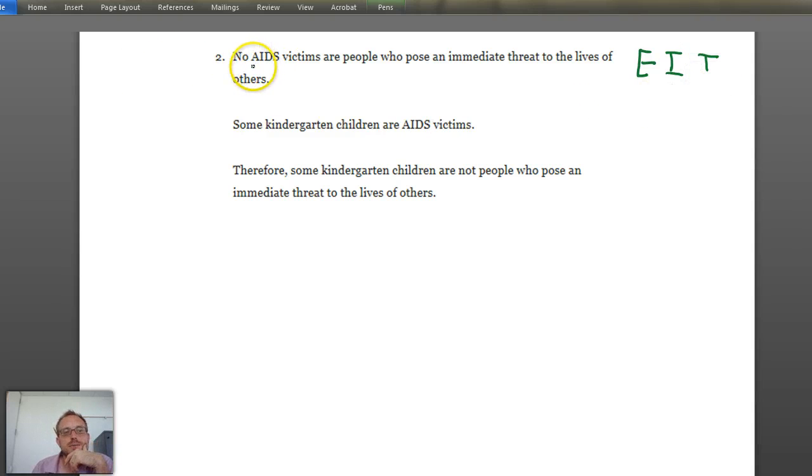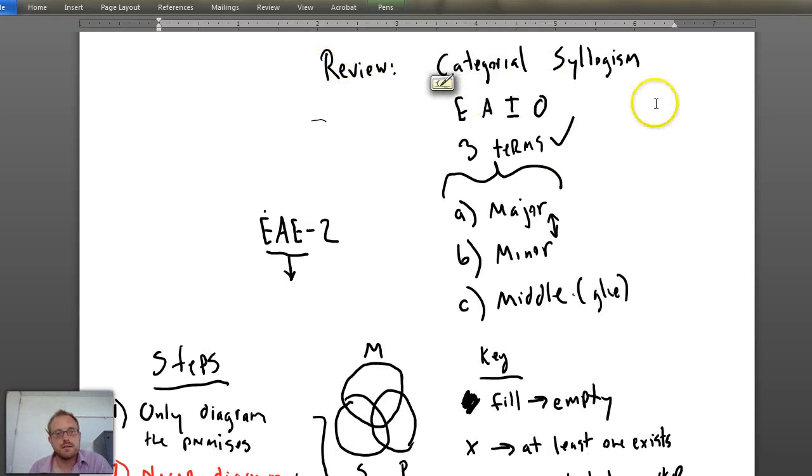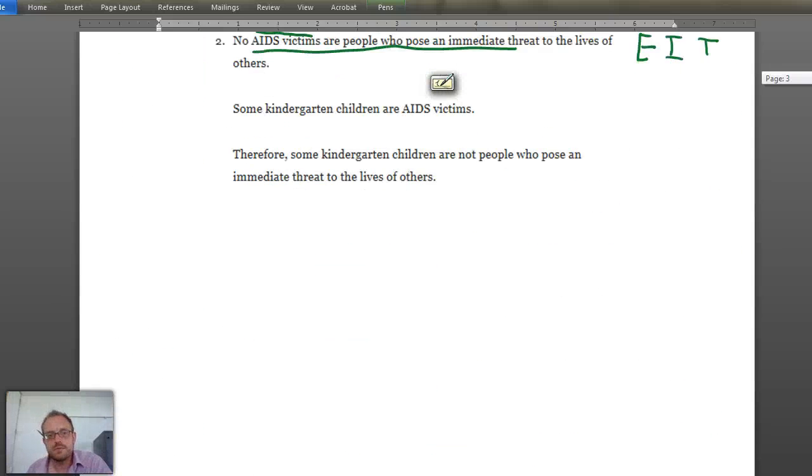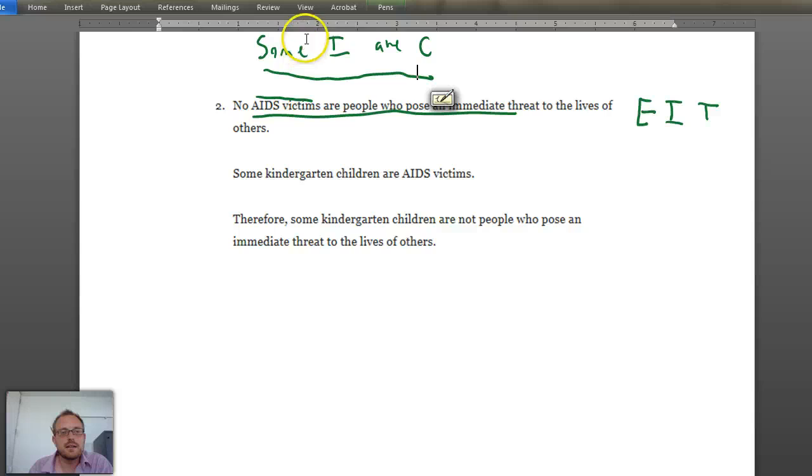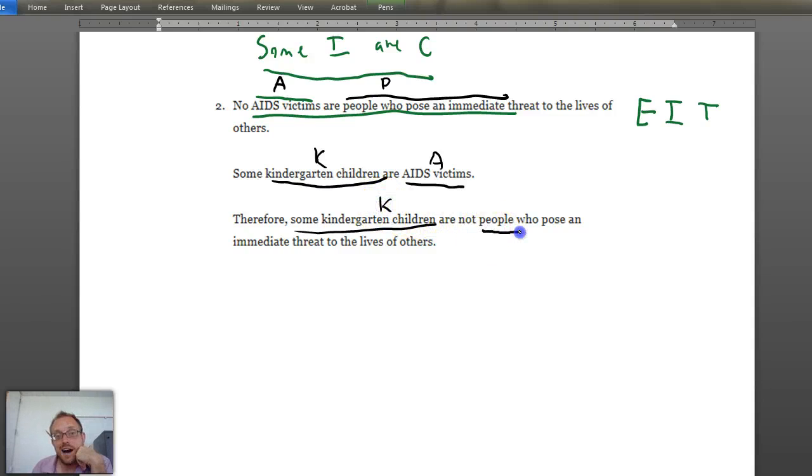Now let's look at the terms. No AIDS victims are people who pose an immediate threat to the lives of others. Whoops, I hope you caught that, I made a little mistake there. Okay, so since we're talking about AIDS, and this is typical to use the first letter that comes with it, we'll say no A are P, P being people who pose an immediate threat to the lives of others. Some kindergarten children, so we'll do K for kindergarten children, are A. Therefore, some K are not P.